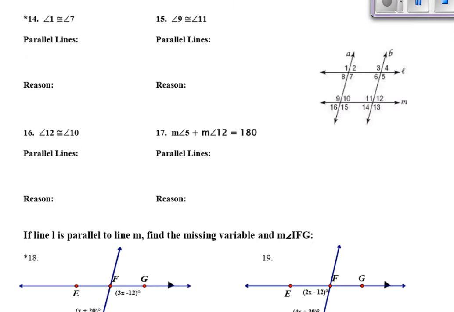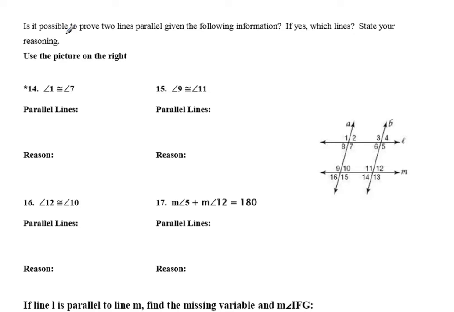Okay, number 14, we are using the picture at the right and asked, is it possible to prove two lines parallel given the following information? So what we're looking for here is corresponding angles congruent, alternate interior angles congruent, consecutive interior angles supplementary, and alternate exterior angles congruent. If we have any of those relationships, then we can prove parallel lines. Well, this one says that angle 1 is congruent to angle 7. Well, just look at angle 1 and angle 7.